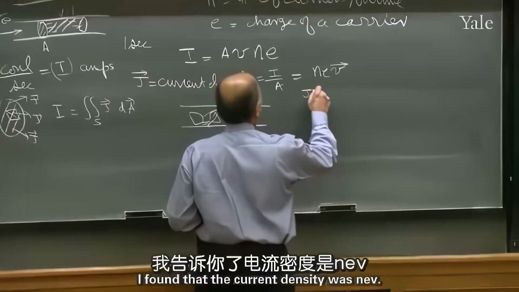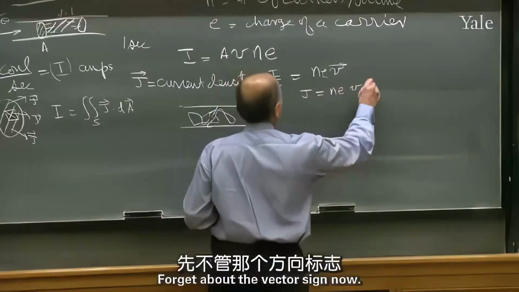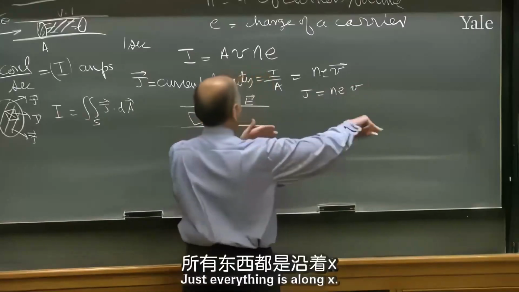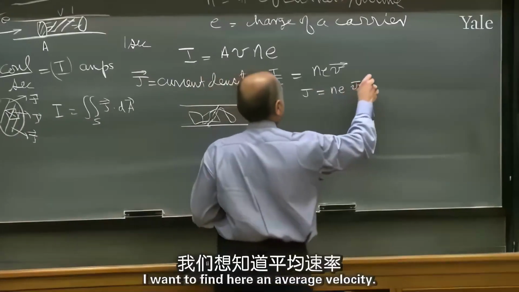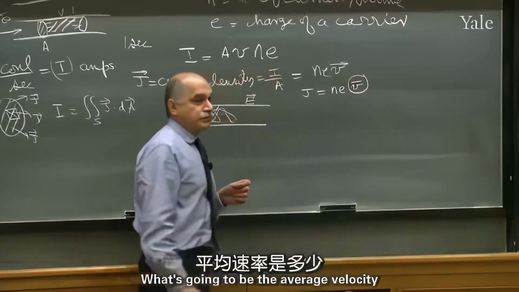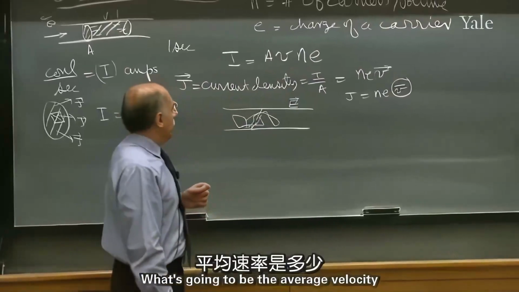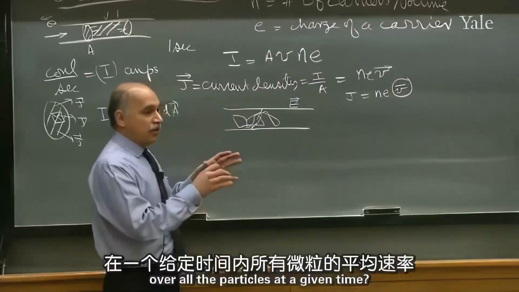I found that the current density was NeV. Forget about the vector sign for now, just everything is along x. I want to find here an average velocity. What's going to be the average velocity over all the particles at a given time?